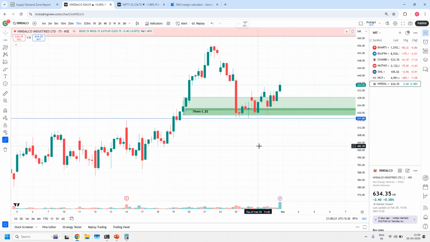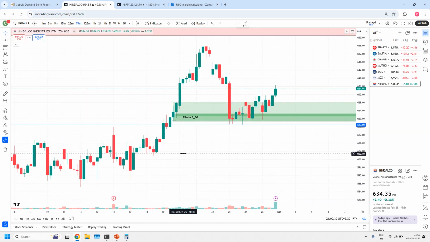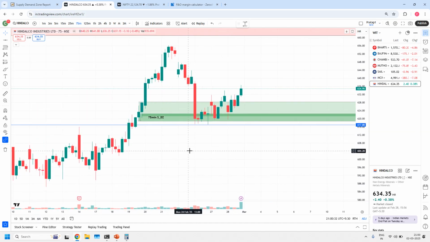Hindalco. Look into the Hindalco. Hindalco is also a 75 minute zone. Rally, base, rally. And the only problem we have seen with Hindalco is that this zone does not have high probability to get success. It is a low probability, but still it is a high liquidity zone. The power of high liquidity zones is that many times these zones work irrespective of zone confluence. Of course, sometimes they will also violate.